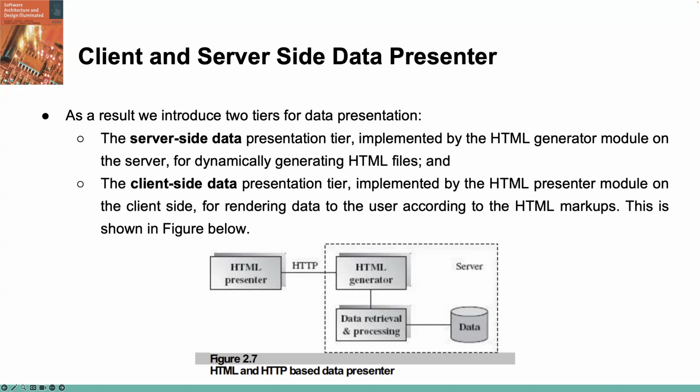To support flexible data presentation, we introduced two tiers for data handling: a server-side data presentation tier and a client-side data presentation tier. On the server side, this is managed by the HTML generator module on the server. It dynamically creates the HTML files based on the data requested. And on the client side, this is handled by the HTML presenter module. On the client side, it takes the HTML from the server and renders it for the users. These two tiers work together to ensure that the data is presented flexibly and efficiently, adapting to both the server's and the client's needs.